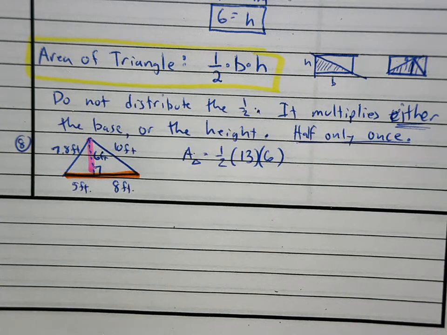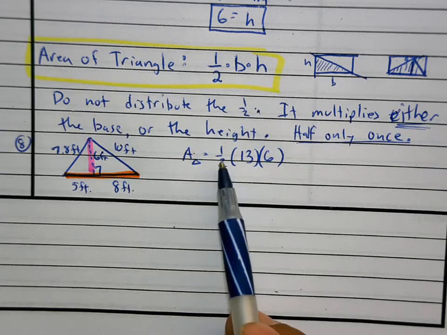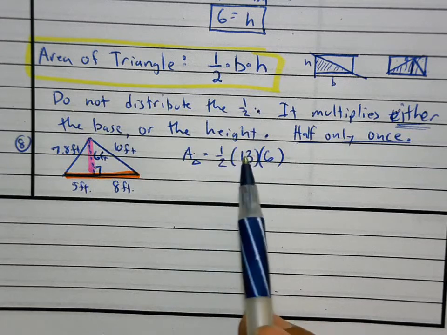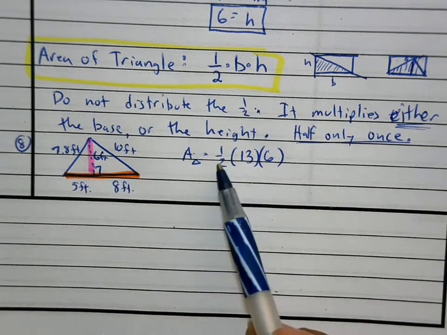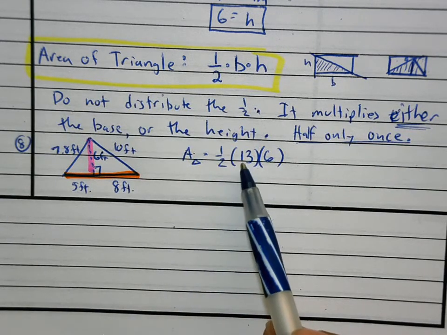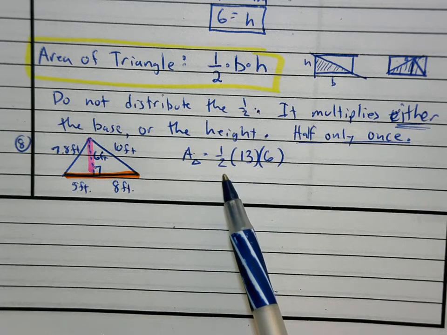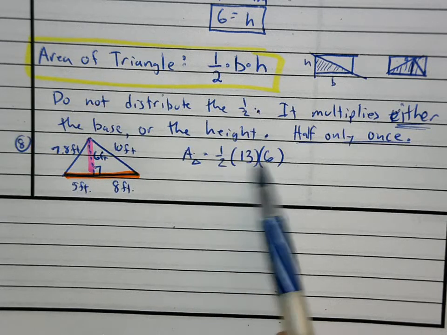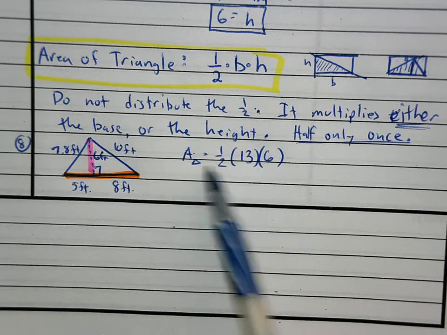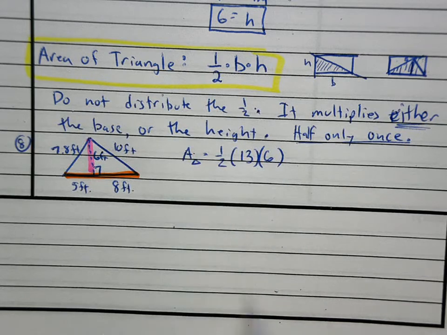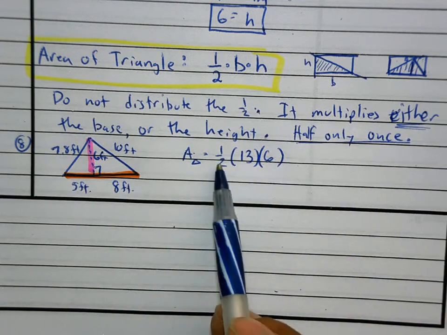Half of 13 times 6. Now here's the shortcut that I use, and I use it a lot. Remember what I said: you don't half both of these things. You only do it to one. Can you do half of 13? Yes, but it'll be a decimal. Can you do half of 6? Does that come out nice and even? Then I would do it where whichever one's easier, do half of that. Whichever one's easier. What's half of 6?